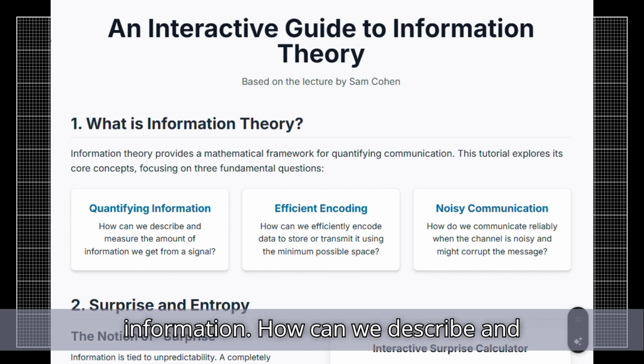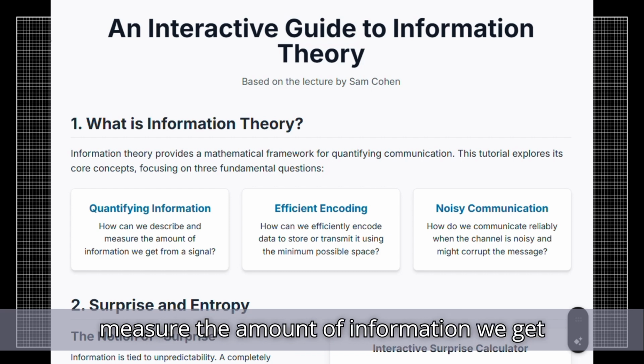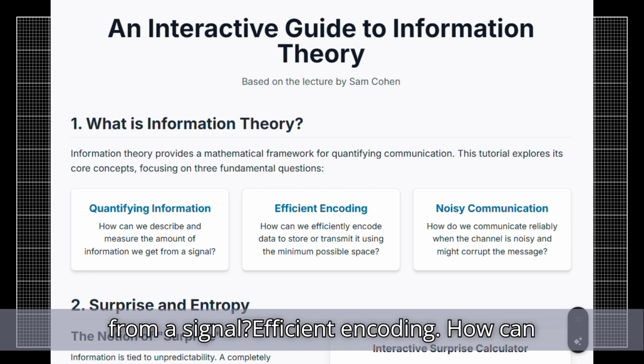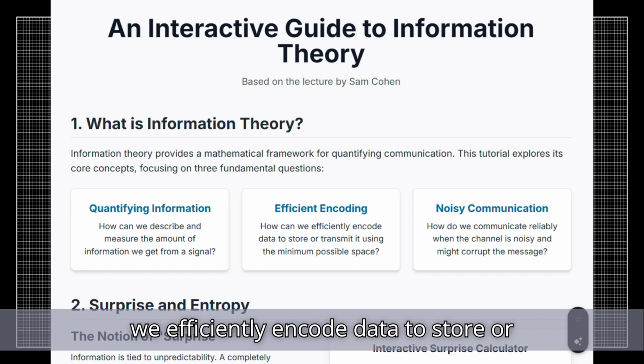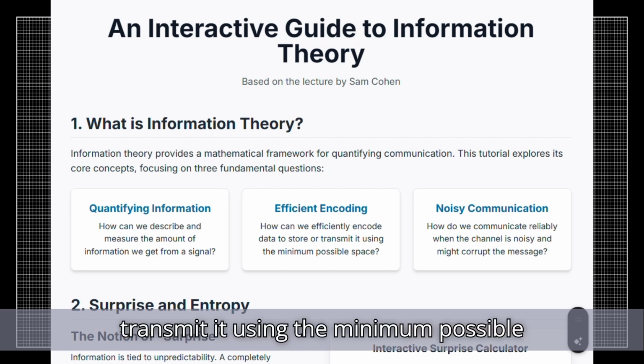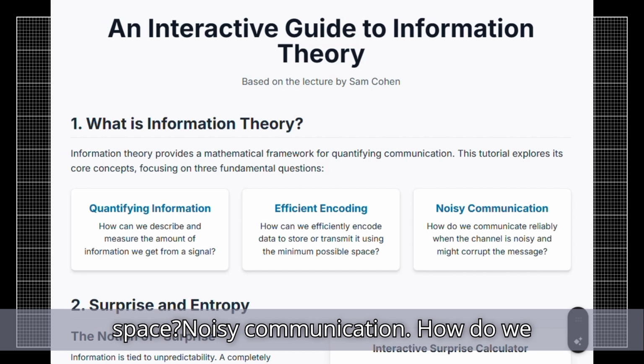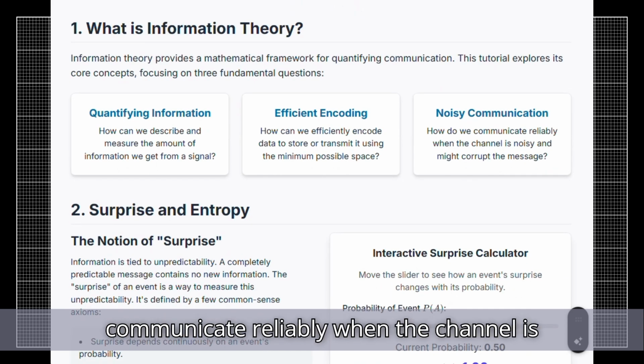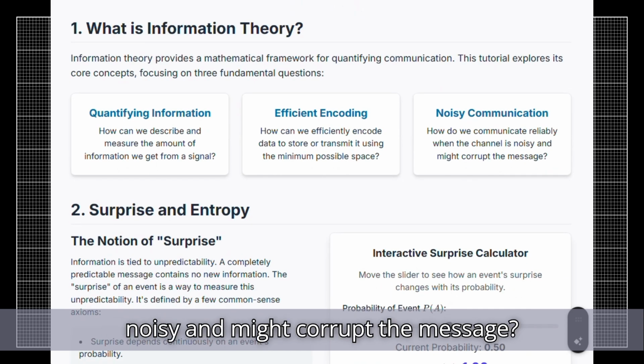Quantifying information. How can we describe and measure the amount of information we get from a signal? Efficient encoding. How can we efficiently encode data to store or transmit it using the minimum possible space? Noisy communication. How do we communicate reliably when the channel is noisy and might corrupt the message?